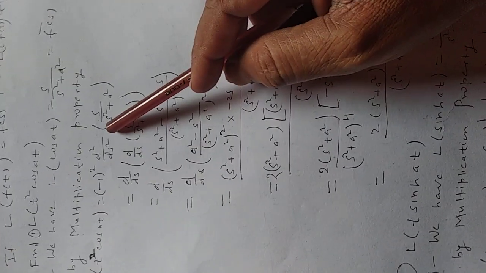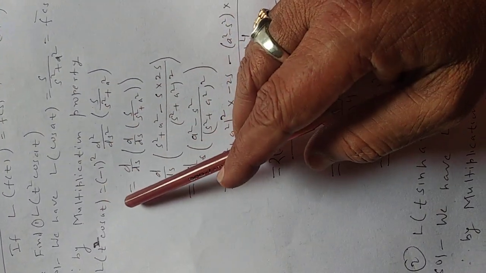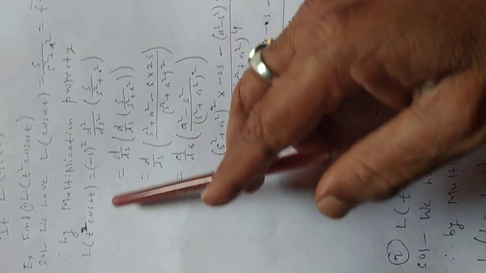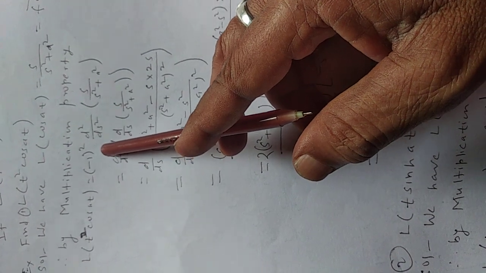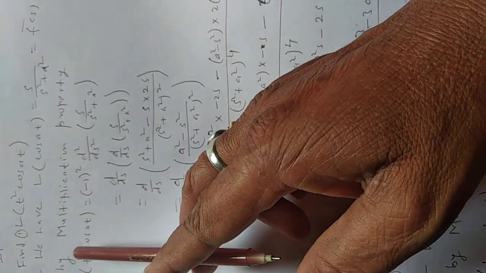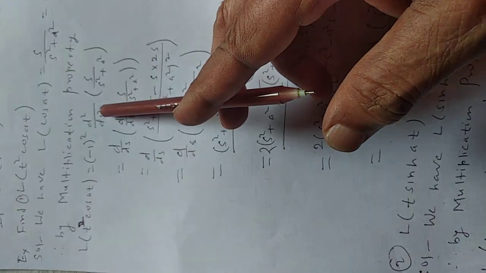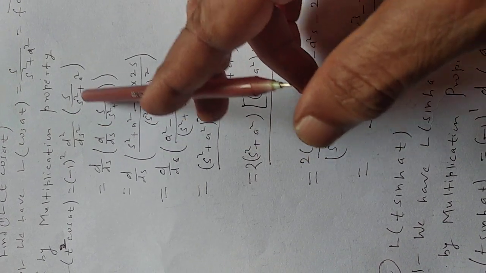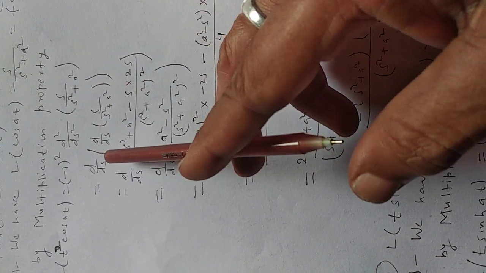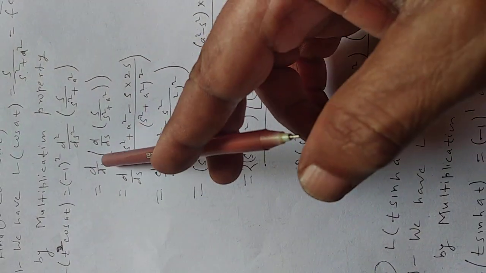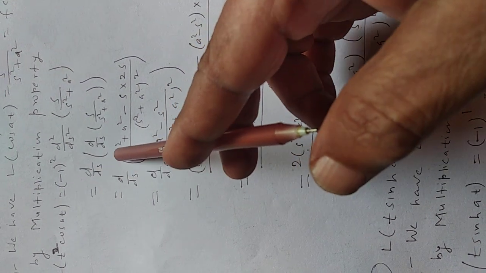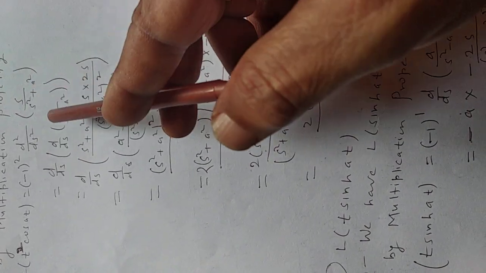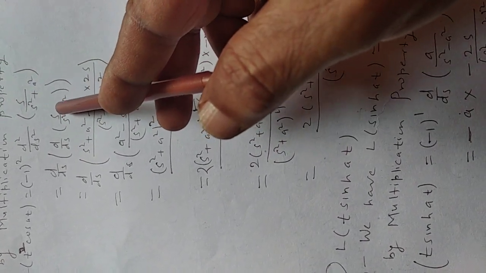Therefore, by the multiplication property, our aim is to find Laplace of t square cos at. So Laplace of t square cos at is minus 1 raised to 2, because the power of t is 2, second order derivative of f bar of s with respect to s. d2 by ds square of s upon s square plus a square. Minus 1 square is plus 1, and d2 by ds square, you know, d by ds of d by ds of s upon s square plus a square. Here one can use the quotient rule of derivative.